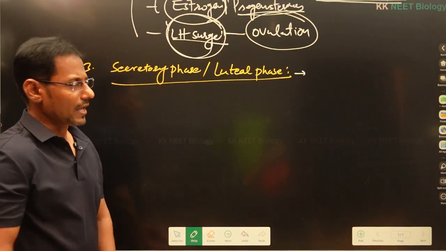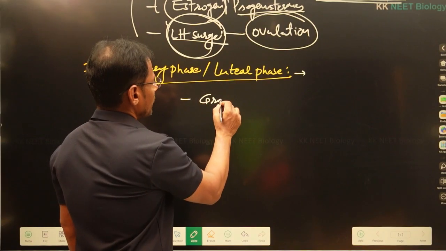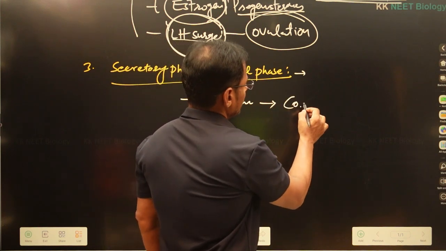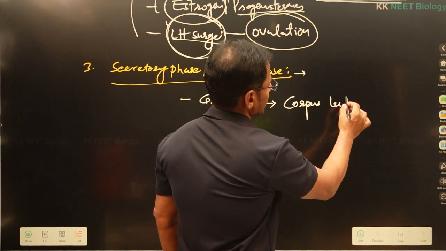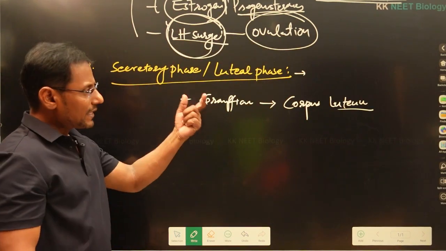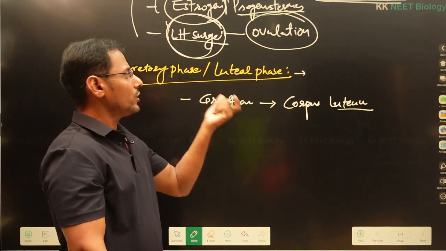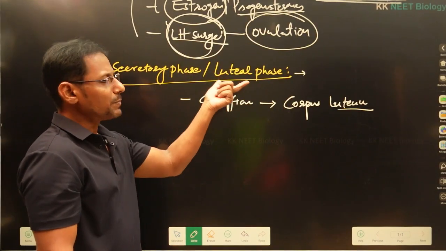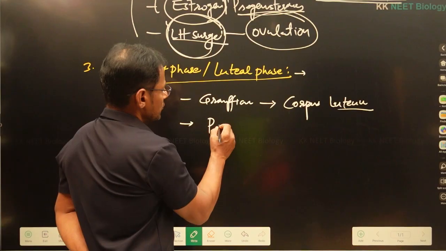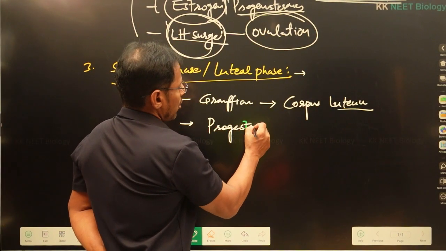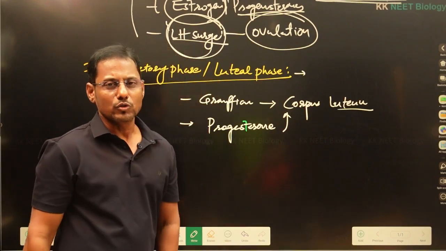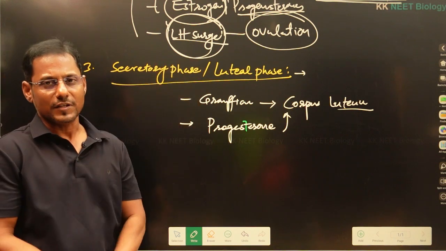In the secretory phase, what happens? The Graafian follicle transforms into corpus luteum, right? Corpus luteum. That's why we are calling it the luteal phase. The corpus luteum is going to play a vital role in this stage, so this stage is known as the luteal phase. What happens? The corpus luteum is going to secrete progesterone. Now, the progesterone levels are going to reach a peak in the secretory phase.